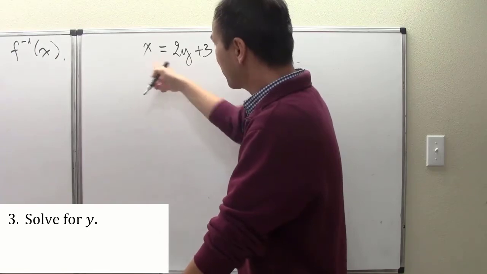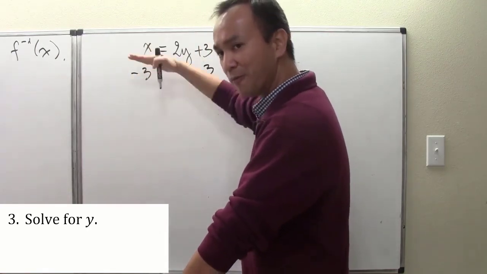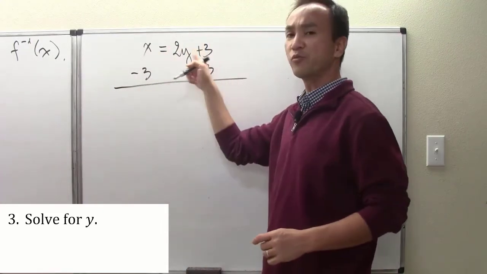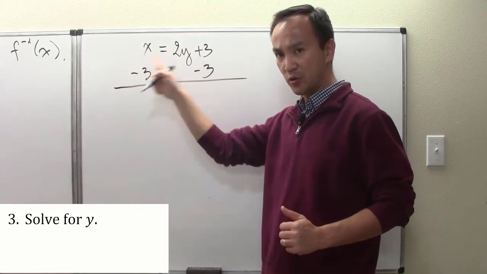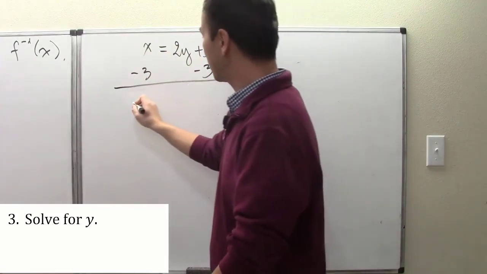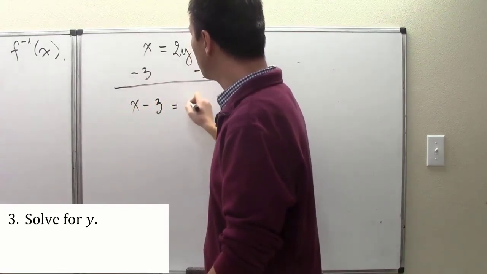So to solve this specifically, I am going to subtract 3 from both sides, and I hope this is also a brief review of how you're doing this. Anytime we have an equation, we can always subtract a value, an expression, from both sides of an equation. So doing this, I'm going to end up with x minus 3 equal to 2y.